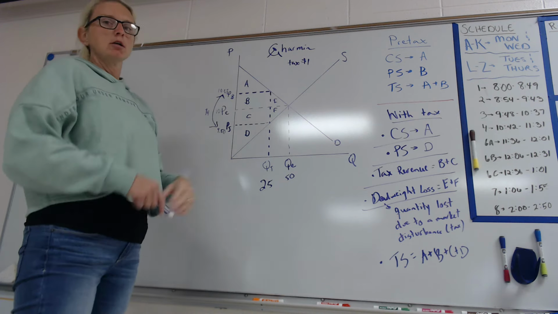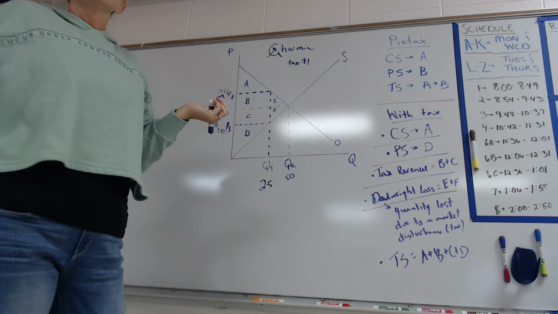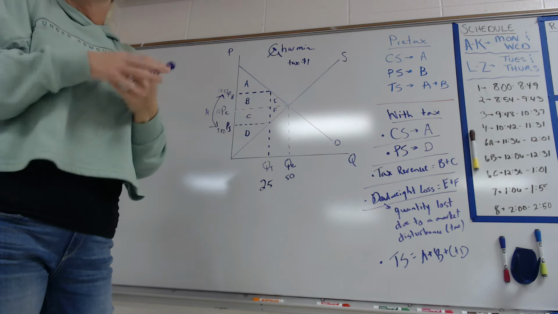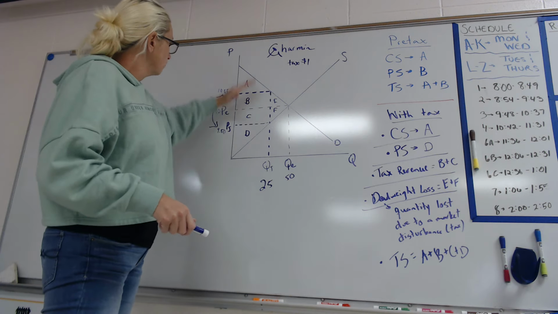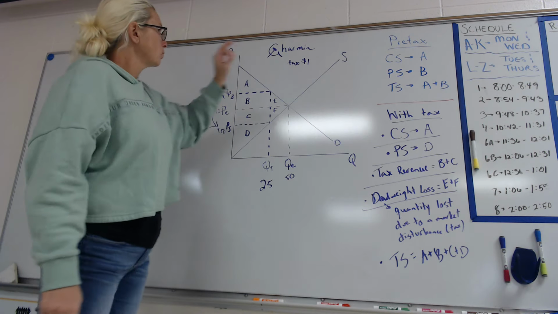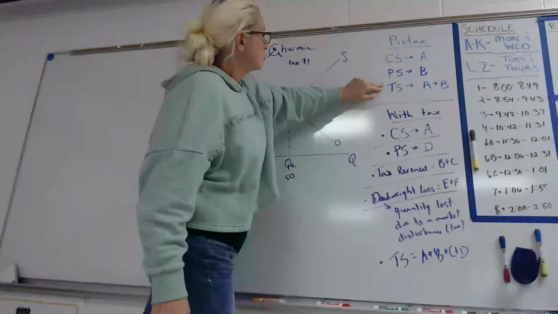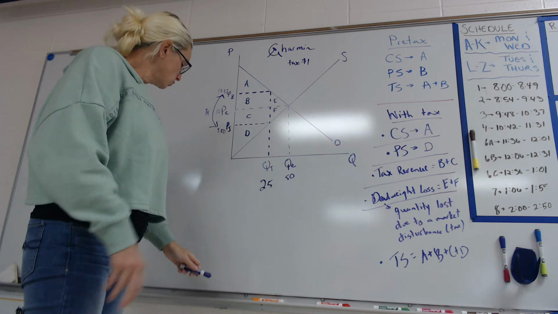This is just that amount of toilet paper that just disappeared, basically. It's no longer in existence because it's that wedge that made all of this change, that made our original consumer and producer total surplus change. So that's deadweight loss.